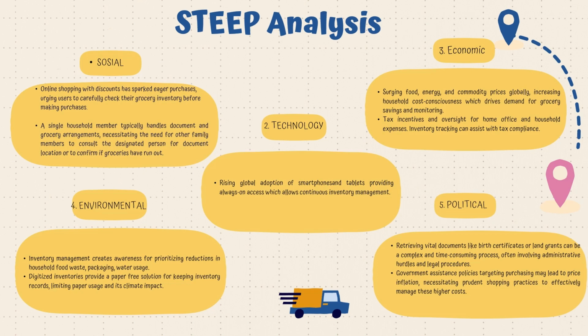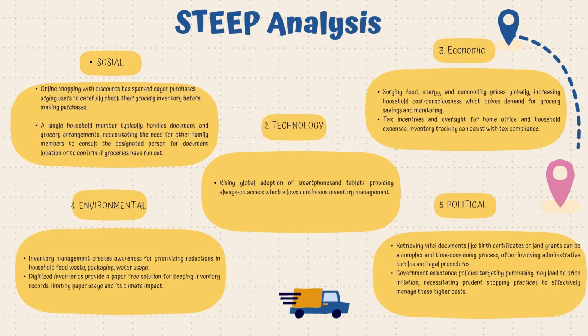For technology, rising global adoption of smartphones and tablets provides always-on access, which allows continuous inventory management. For economic, surging food, energy and commodity prices globally, increasing household costs continue to drive demand for grocery saving and monitoring. Also tax incentives and oversight for home office and household expense.